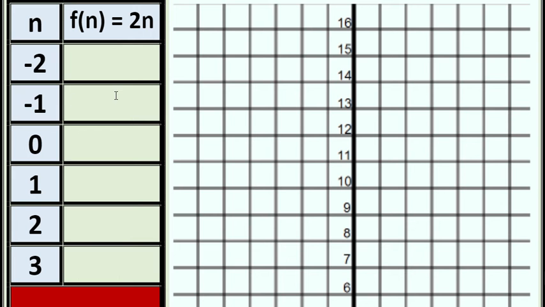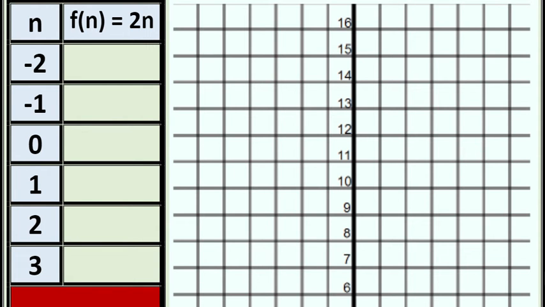Okay, so we're creating tables for exercise number 3 to compare the functions f of n equals 2 times n and f of n equals 2 raised to the power of n. So we're going to start with the function f of n equals 2 times n. Everywhere that I see an n, I replace it with the value in the n column.